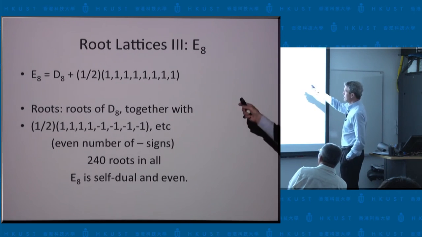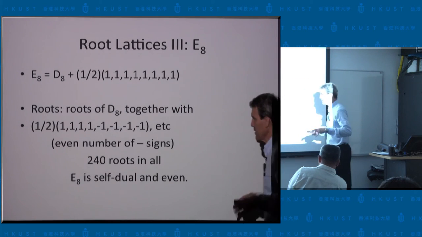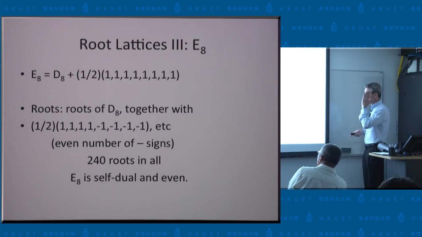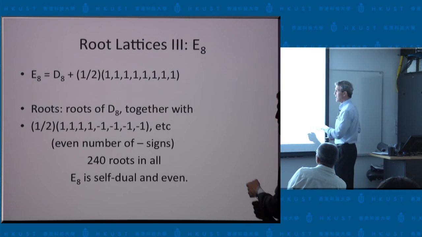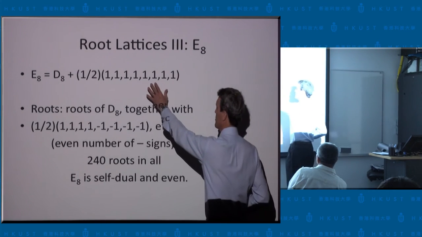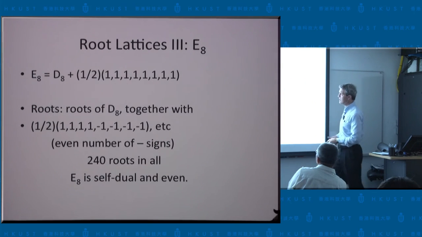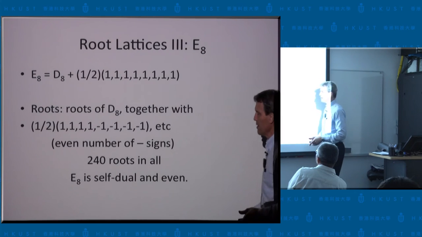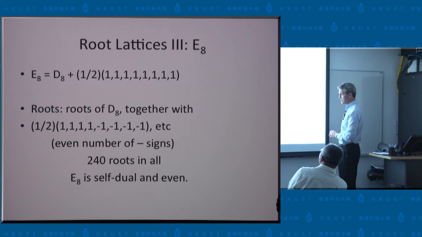So the roots of this lattice, of course, are the roots of D8. Again, if I haven't said it clearly, a root is any vector of length 2. So all these root lattices have minimal length 2, and the roots are the vectors of length 2. So you get an extra root vector here, but also you can change signs of some of these coordinates by adding unit or integral vectors to them, and you can change an even number of signs at a time.